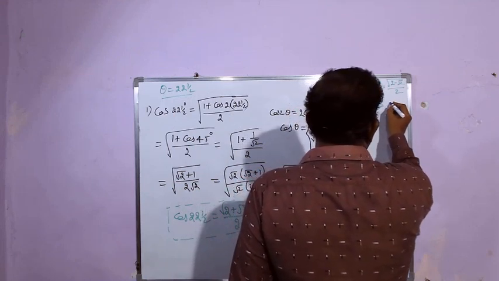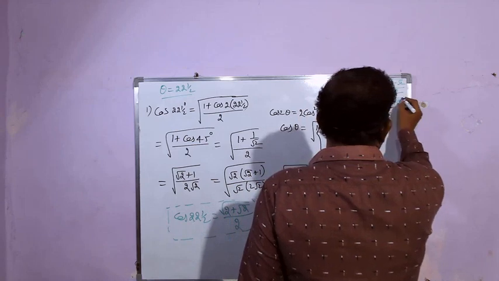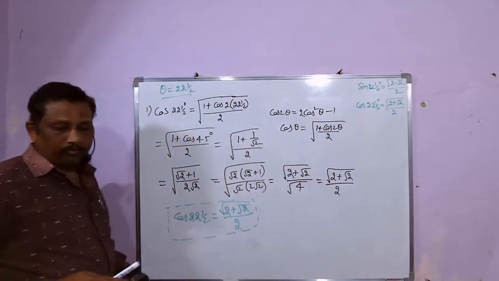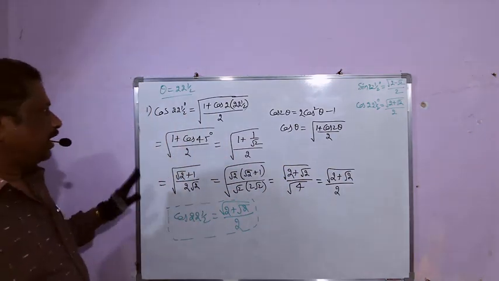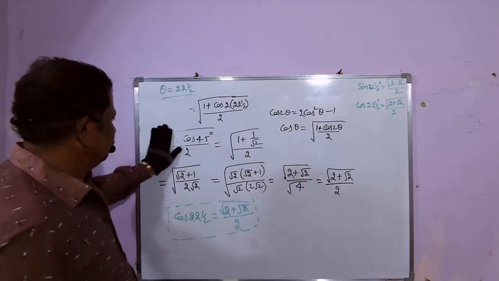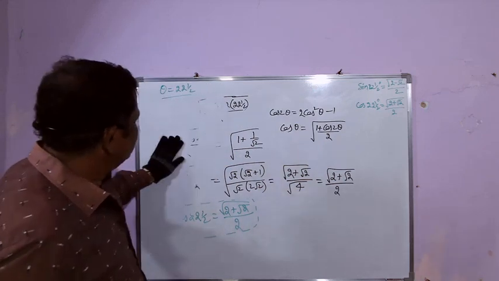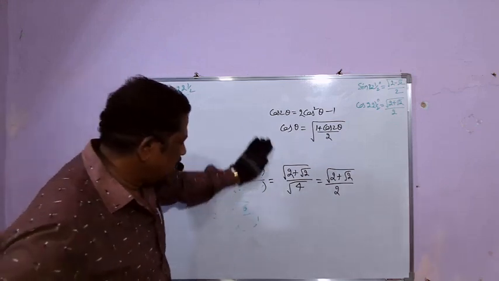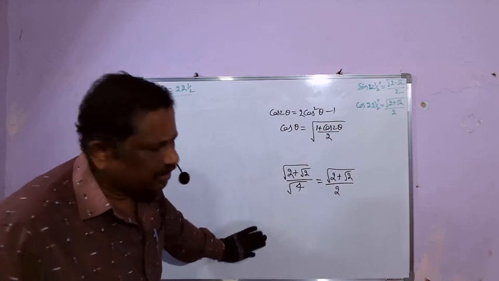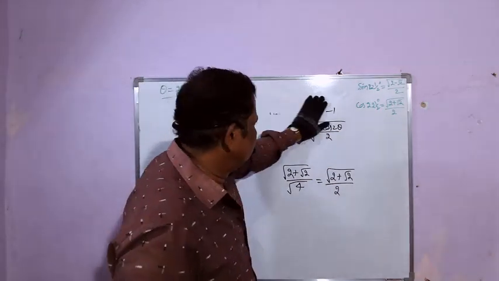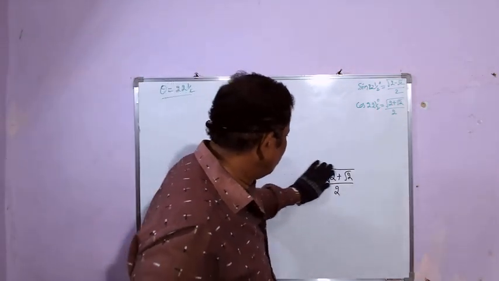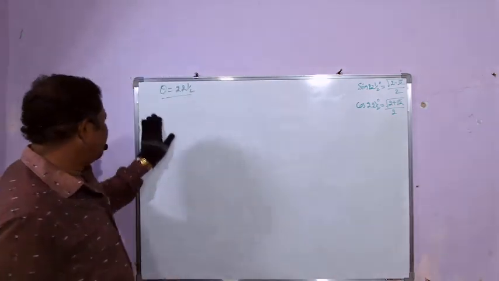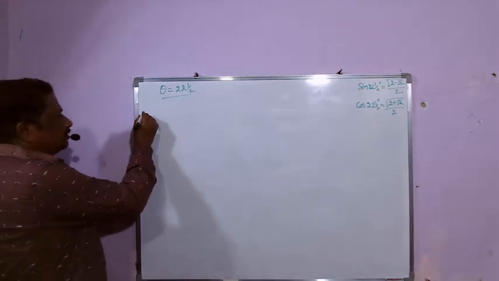Cos 22.5 degrees is equal to root of 2 plus root 2, all divided by 2. Okay. Next, we will see tan 22.5 degrees. For tan, it is very simple. Tan can be written as sin by cos, that is sin 22.5 degrees divided by cos 22.5 degrees. So simply we will get the result. Now apply this for tan and convert the tan into sin and cos.